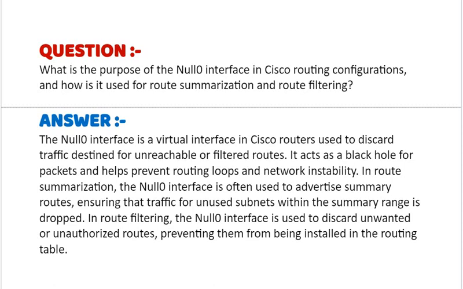It acts as a black hole for packets and helps prevent routing loops and network instability. In route summarization, the Null0 interface is often used to advertise summary routes, ensuring that traffic for unused subnets within the summary range is dropped. In route filtering, the Null0 interface is used to discard unwanted or unauthorized routes, preventing them from being installed in the routing table.